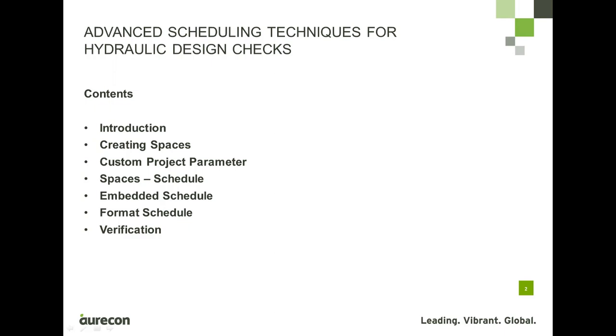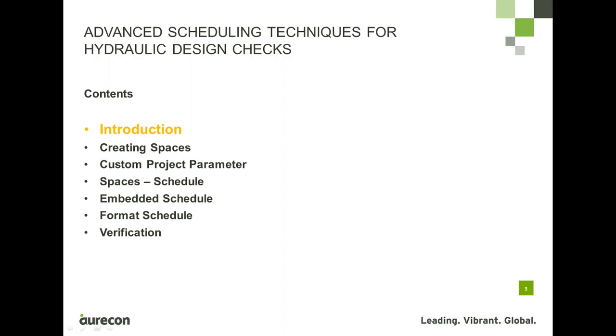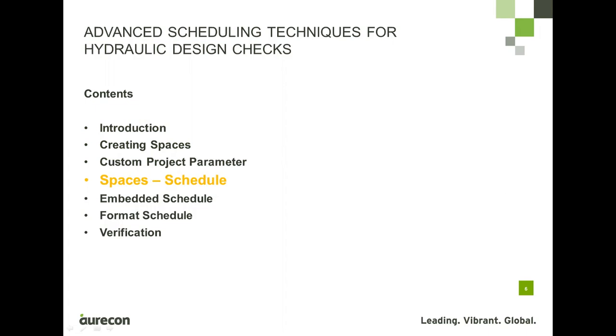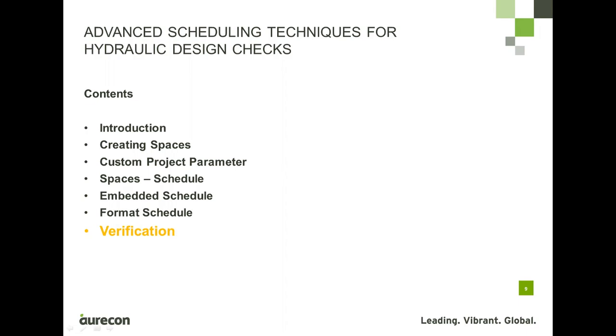Main objectives. This module will introduce specific scheduling functionalities as good practices for hydraulic engineers and designers to check and validate Revit models. As an example, we will use custom project parameters and embedded spaces schedules for validating automatically calculated fixture units. Throughout the training today, we will be covering the following topics: an introduction, creating spaces, custom project parameters, spaces schedules, embedded schedules, formatting schedules, and verification.